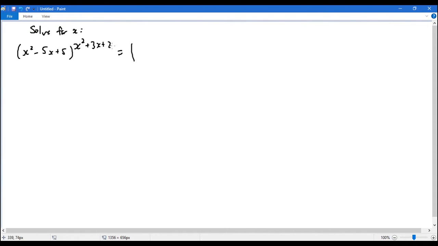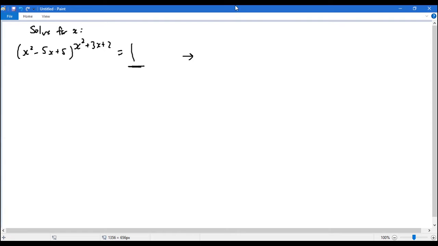Today we have a strange looking equation, (x squared minus 5x plus 5) all raised to the x squared plus 3x plus 2 equals 1. Now, normally when you see something like "solve for x", your first instinct is to isolate x using algebraic manipulation or whatever, but what can you do with this? The variables are all quadratic, there's a crazy mess here that you can't really do anything with. But we see that it's an exponent and it equals 1.